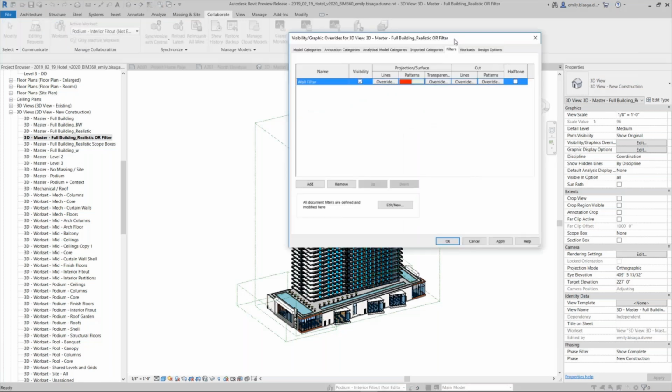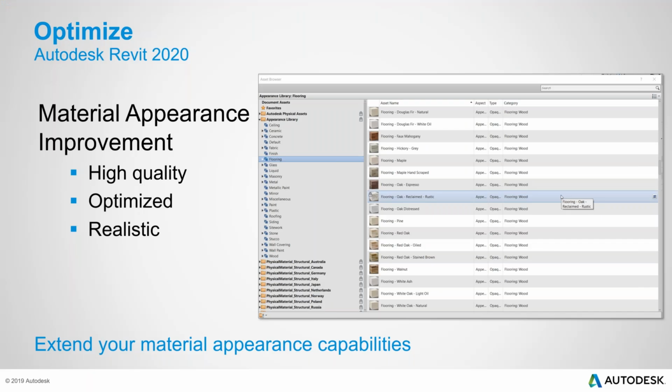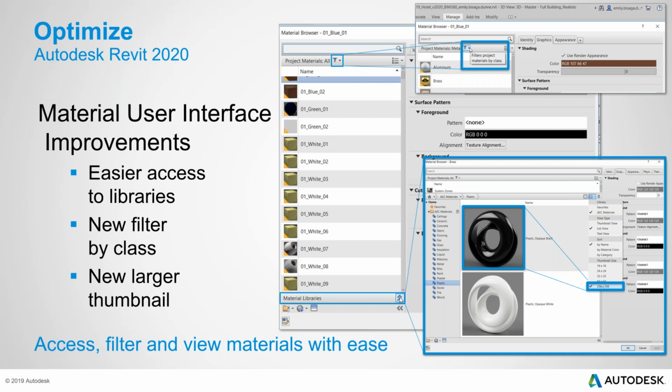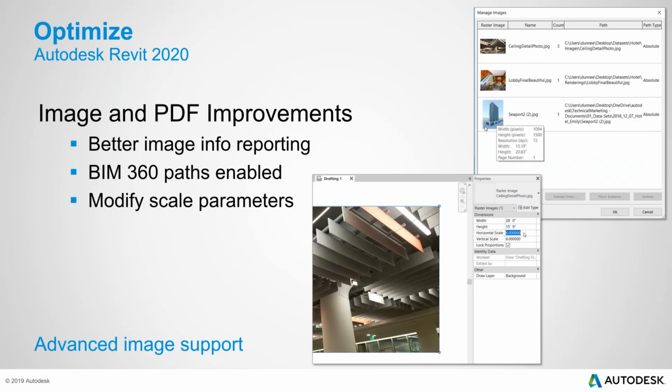Now, there has been an improvement on material appearance. You will see a high quality, optimized and realistic image rendering. And these material categories have more filters, in terms of filters to project and filters to material class, and each material has a bigger 256 by 256 thumbnail to give a nicer experience and understanding of the color before applying it. So these have been added, and then we also have an improvement on image and PDF.